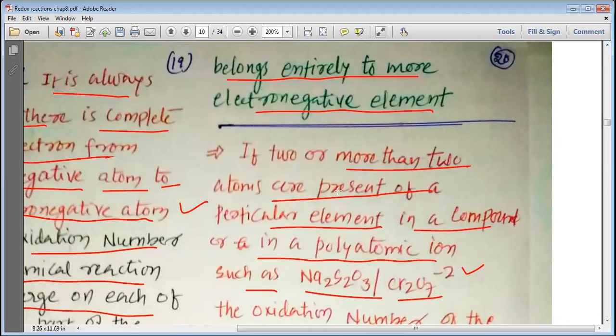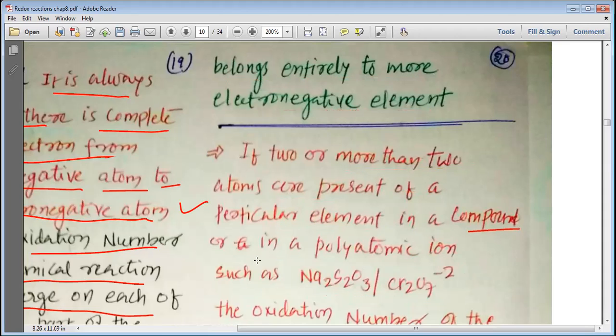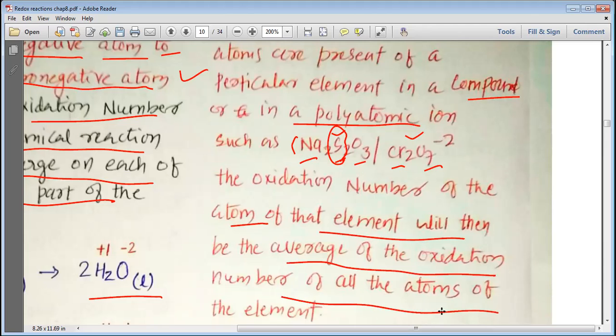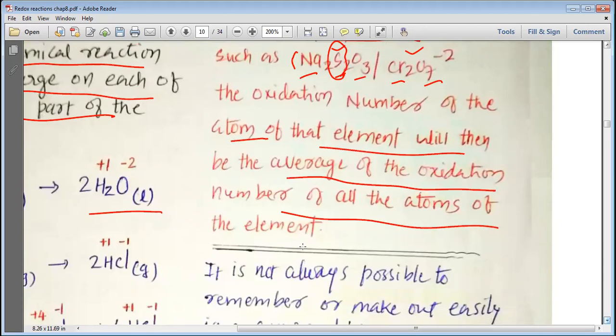If two or more than two atoms are present of a particular element in a compound or in a polyatomic ion. So this is the particular compound and this is the ion. You can see that here we have sodium, sulfur and oxygen, three elements present. Here we have chromium and oxygen, two elements present. Suppose we want to determine the oxidation number for sulfur. So the oxidation number of the atom sulfur will then be the average of the oxidation number of all the atoms of the element present in it.